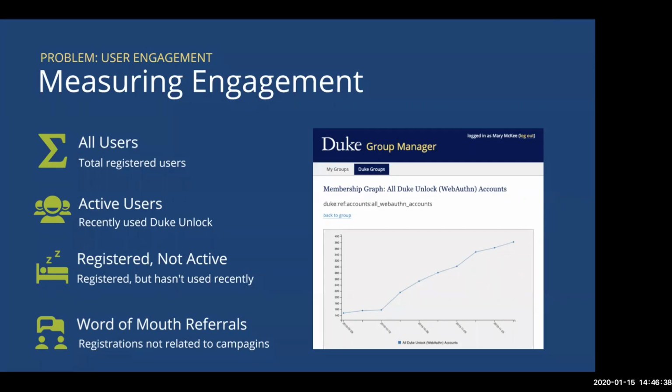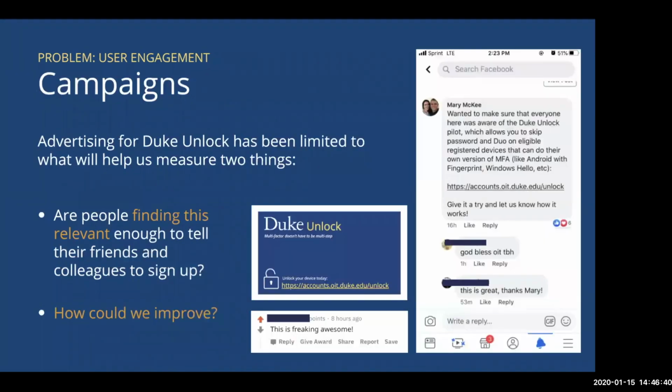The other user engagement issue was campaigns, and we staggered these in order to make sure that we could measure the word of mouth thing. Again, our most major metric is, do people find this service relevant enough to tell their friends and colleagues? So we are trying to iterate. We want to make sure that we get enough people out there to notice some issues, some things that we can fix, and then put out a better version.